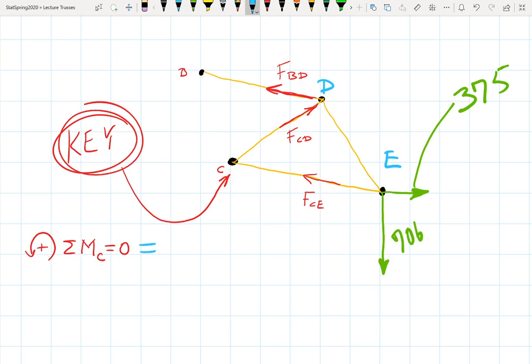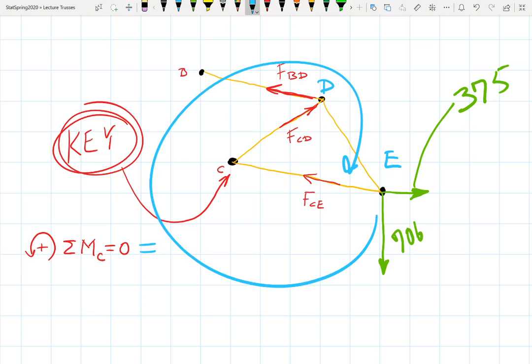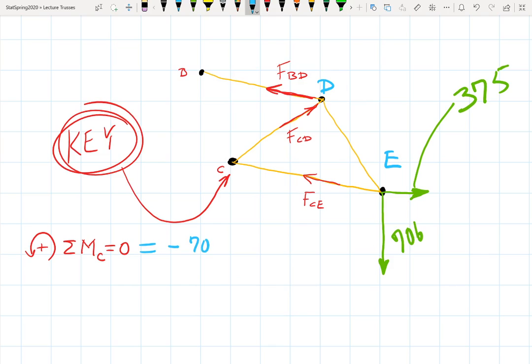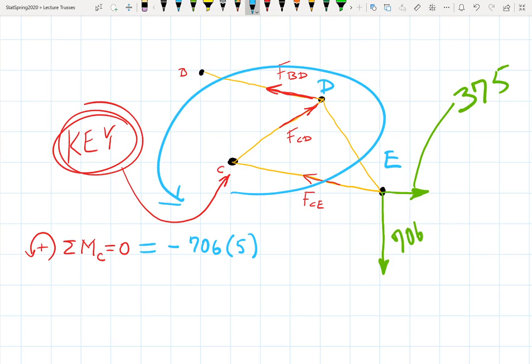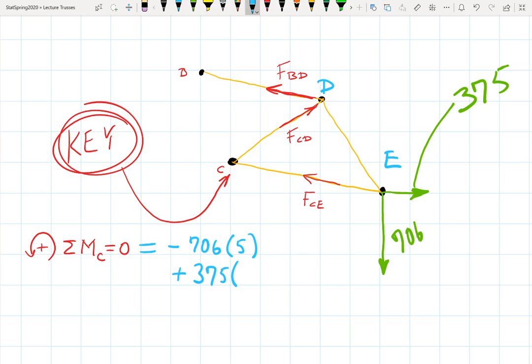Okay. I'm going to start with these two over here. I'm going to say, okay, the 706 goes this way around C. So that would be a minus 706 times, and this is to scale, so this is 0, 1, 2, 3, 4, and 5. Okay, this 375 goes this way, which is positive. I'm going to list them down. 375. It's moment arms, so if you look at where the line of action is right there, it's only one down from here. So it's 1.